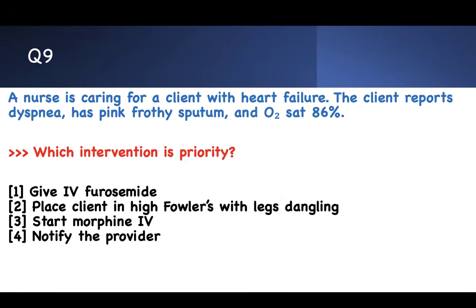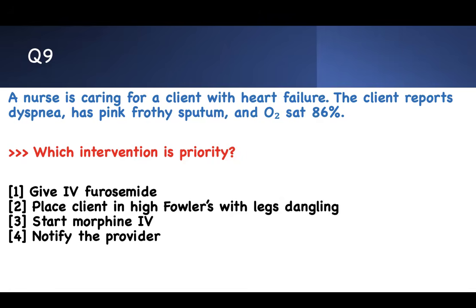Give them furosemide. It will take away the fluid, right? Place the client in high Fowler position with the legs dangling. It will improve the lung function. Start morphine, which will cause vasodilation and help with less blood flow to the lung, right? Notify the provider. It may give you more orders. But if I'm drowning, what do you think? Pick an answer. Number 9, put it in the comment. Which one did you pick before I give you the answer?